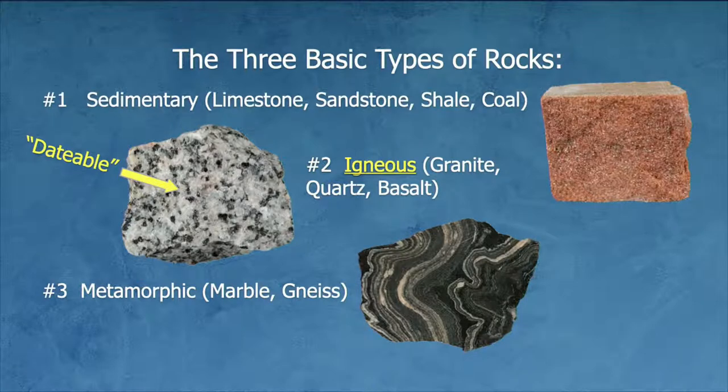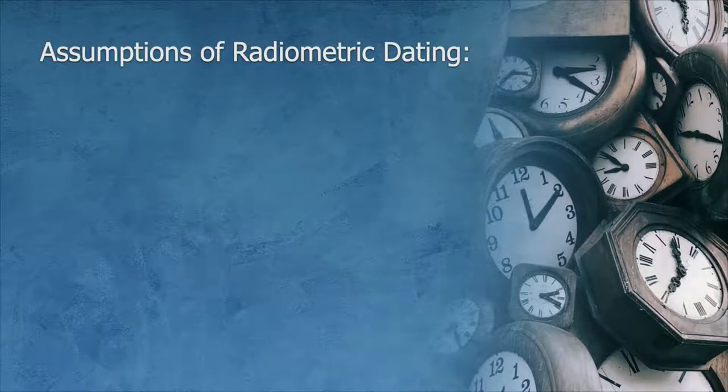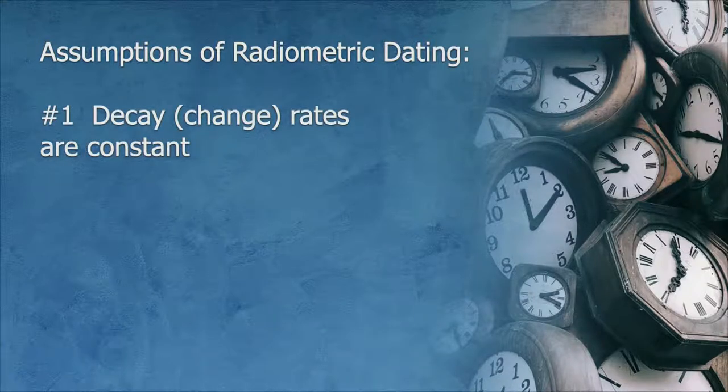And we're going to look at some assumptions of radiometric dating. And these assumptions for this type of dating, all of these have to be in place in order for this to work. But again, we're going to be looking at some potential issues with this dating method. So one of the first assumptions of radiometric dating is that decay or change rates are constant. And that is how long it takes for one element to break down into another element, right? One species to transform into another. And that rate of change has to be constant throughout. You can't affect that rate by heat or pressure or anything like that.